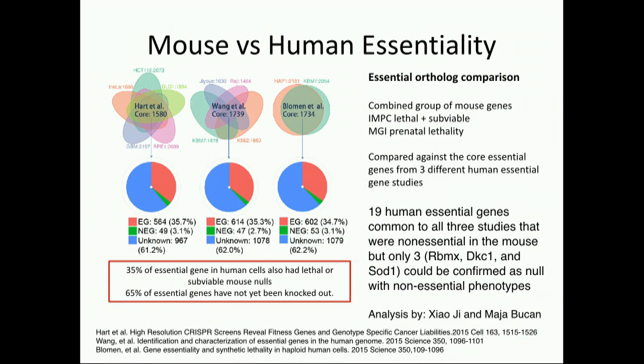Of these, there was a very strong correlation between genes that were essential in mouse and genes that were essential in human. We recovered 19 human essential genes that were common to all three studies that were non-essential in the mouse, but only in 3 cases could we confirm that this was really a null phenotype. So I think there's still information out there to try to determine the overlap in these. But nonetheless, a very strong correlation between mouse genes that are essential and human genes that are essential.